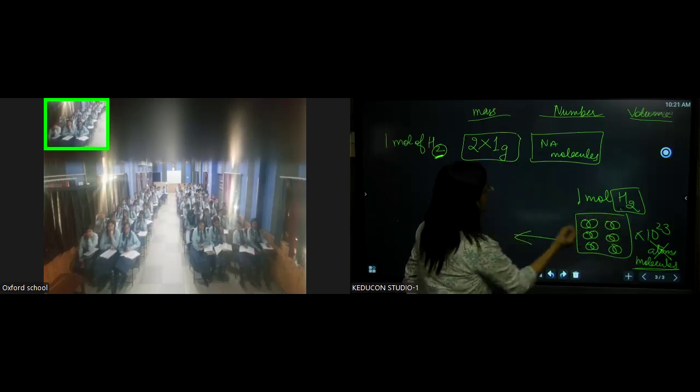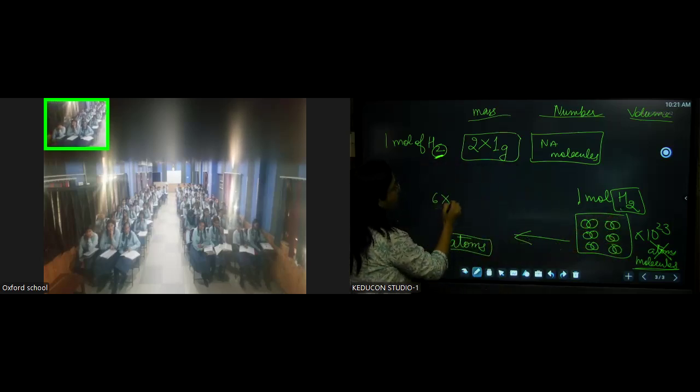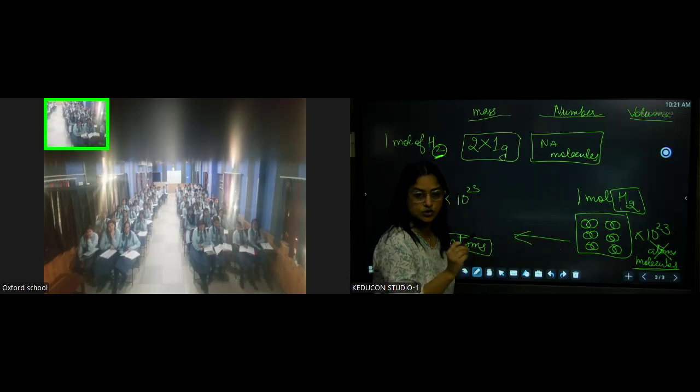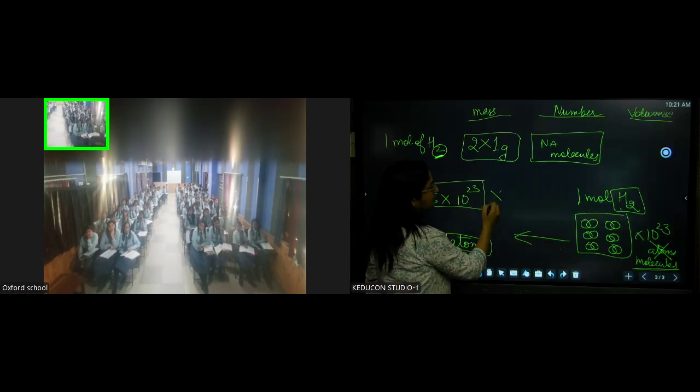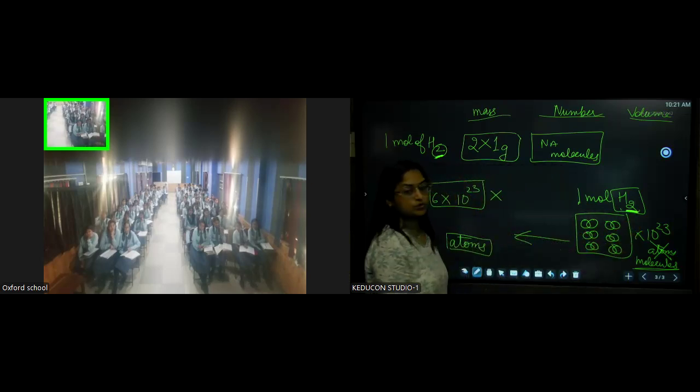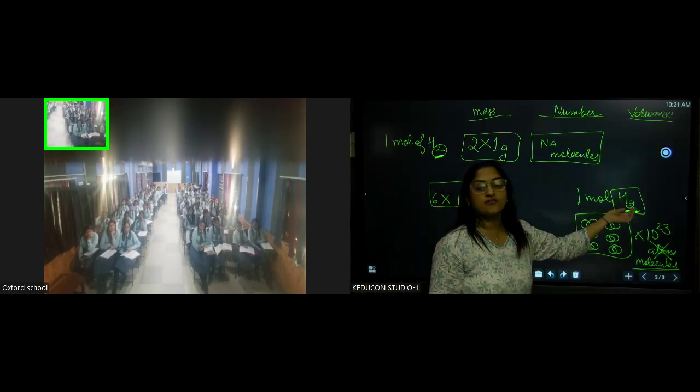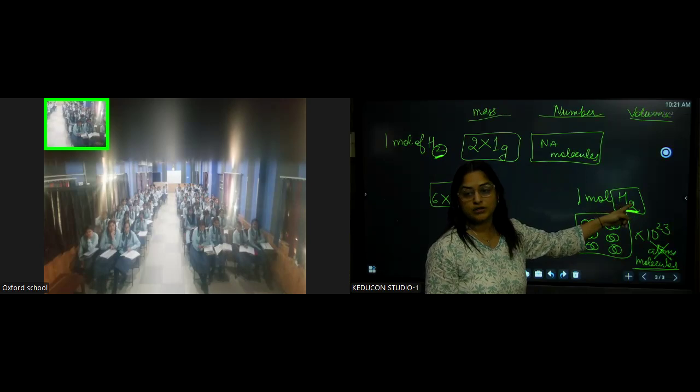multiply this number, Avogadro number. In short, I'll write it as 6 into 10 raised to power 23, which is 6.022 into 10 raised to power 23. So you have to multiply this number with the number of atoms present in a molecule, which is called atomicity. Atomicity means how many atoms are attached to each other in a molecule. So atomicity of H2 gas is 2 because 2 atoms are combined to each other.